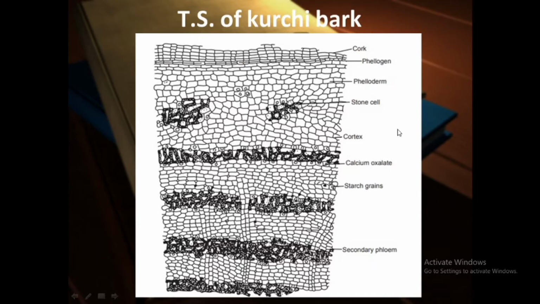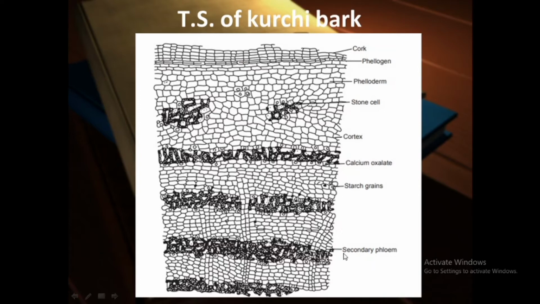Next, just see the second important zone or section, that is cortex. So the cortex contains the stone cells. The stone cells in Kurchi bark are lignified, rectangular to oval, and contain calcium oxalate prisms. The most important thing here, you can see the stone cells are lignified, rectangular to oval cells containing calcium oxalate prisms. Next, the cortex also contains pericyclic fibers, which are non-lignified.